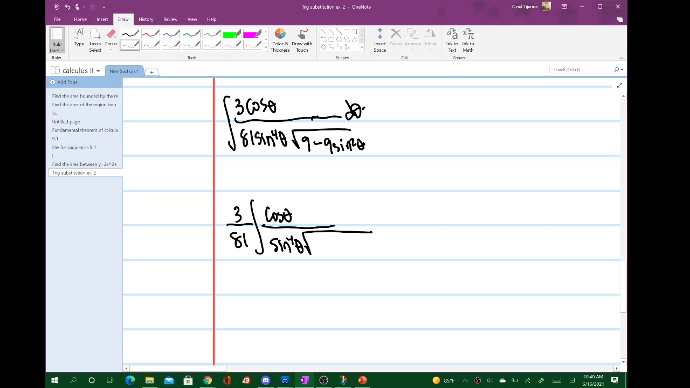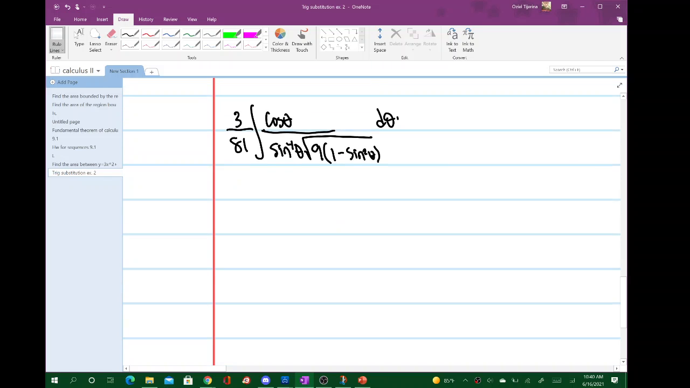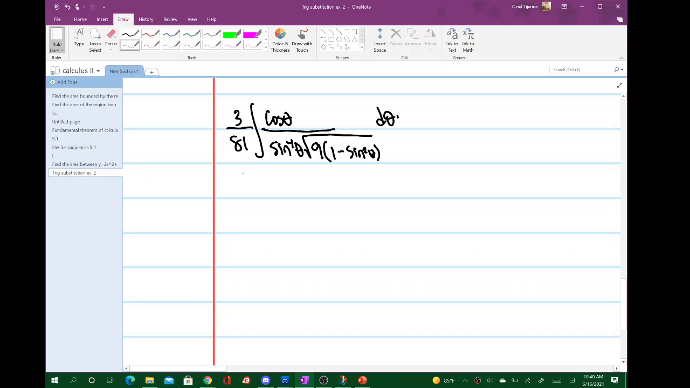And we can rewrite this. We can factor out a 9, so 9 times 1 minus sine squared theta, and then this is d theta. So then we have 3 over 81. How much is that? Is it going to be 1 over 27? I think. Give me a second, guys. Yes, 1 over 27. So it's 1 over 27 times the integral of cosine theta over sine to the fourth of theta, and then we're going to do times 9.